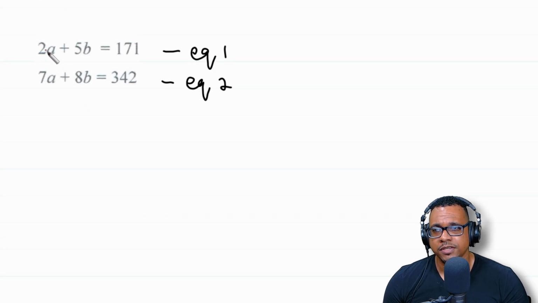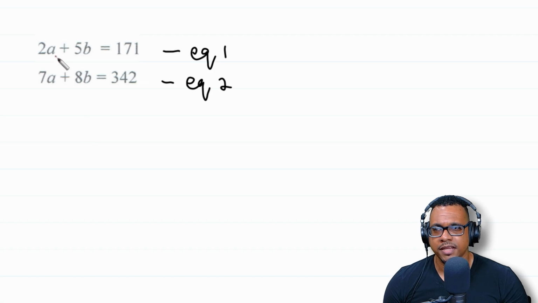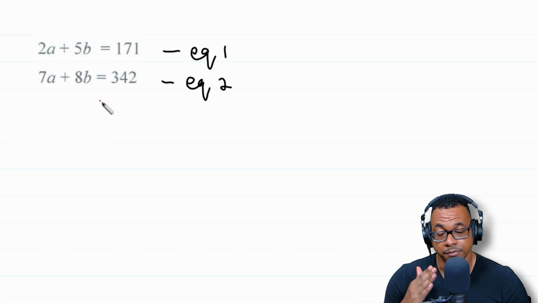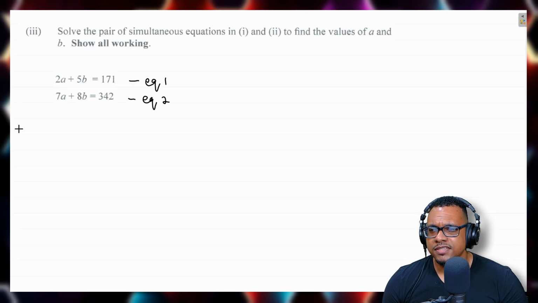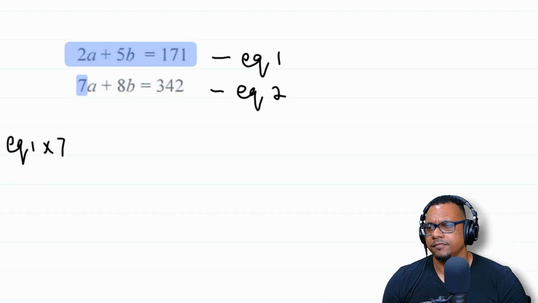So it's obvious that with the 2A and the 7A, I cannot eliminate the A as is. And with the 5B and the 8B, I cannot eliminate the B, put it like this. So what I have to do is multiply equations by a number so that I can either add or subtract to get rid of one of the variables, being A and B. So what I'm going to do is say equation 1 multiply by, and I'm going to multiply by the 7 here. So I'm going to multiply everything in equation 1 by 7.